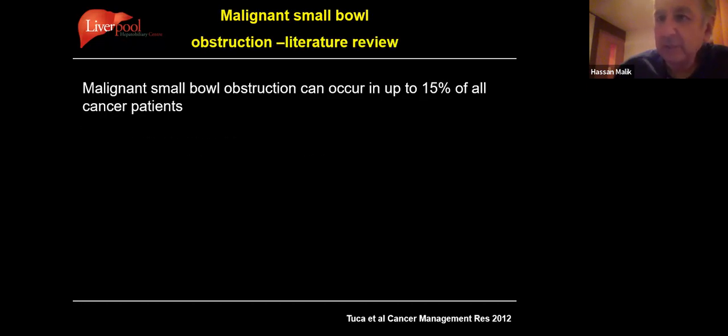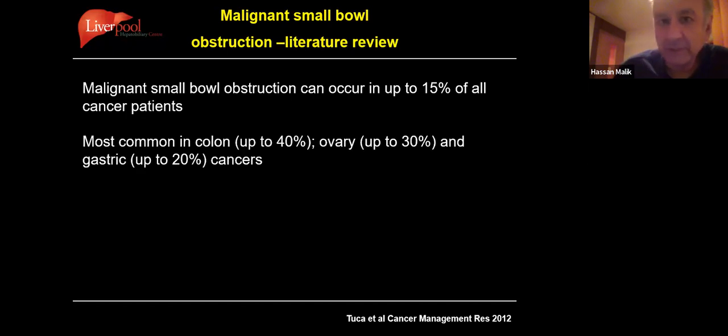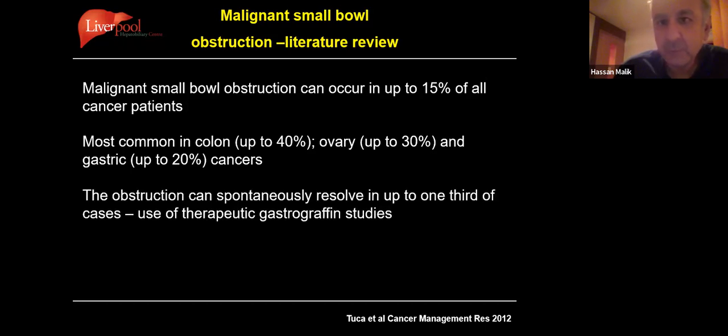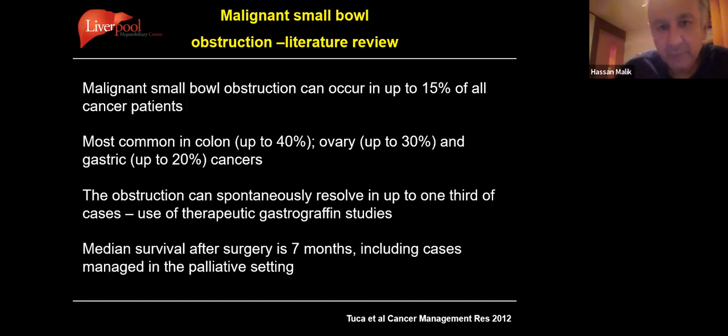Malignant small bowel obstruction can occur in about 15% of patients, commonly in patients with colorectal, ovarian, or gastric cancer. This obstruction can, however, spontaneously resolve in about a third of patients, and you can use gastrografin studies not just as a diagnostic, but as a therapeutic tool.